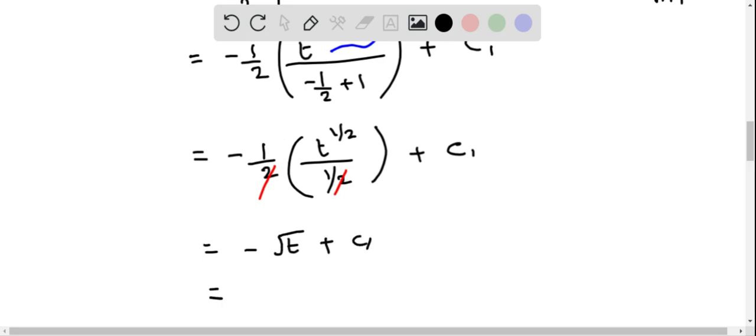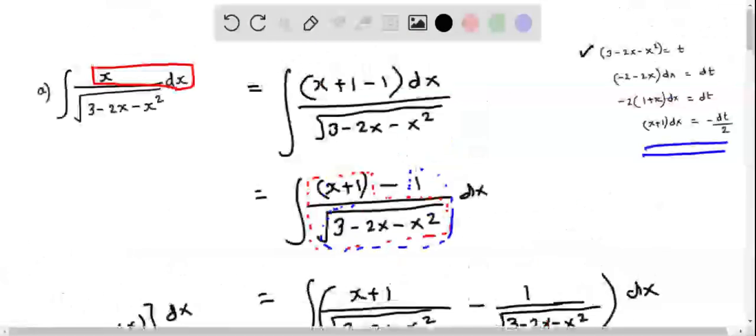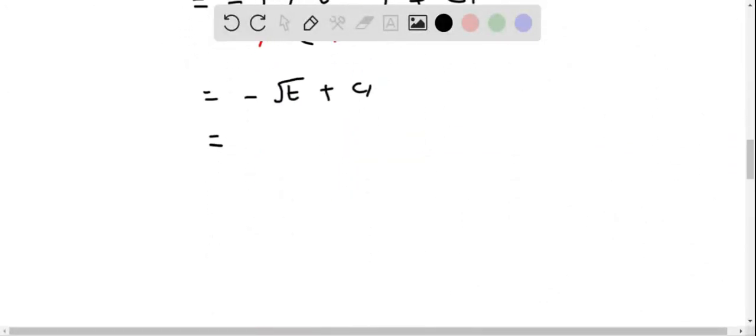We will now do the back substitution for t. 3 minus 2x minus x squared is t. So we do the back substitution. So this is equal to negative of the square root of 3 minus 2x minus x squared, plus the constant c1.